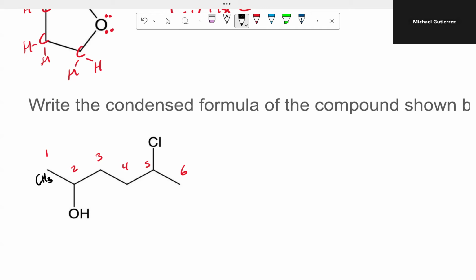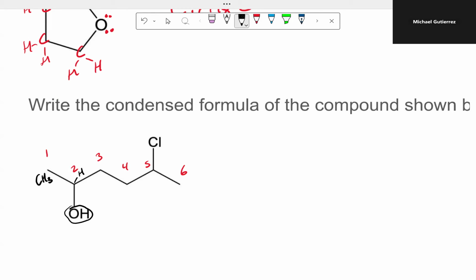Now, if I look at carbon number 2, it has this OH on it, and it's only got one hydrogen on it. We'll draw that in there. How do I know that? Because carbon number 2 has 3 bonds to it already. So if I'm going to follow the octet rule, it can only have one more bond, and that bond is a hydrogen.